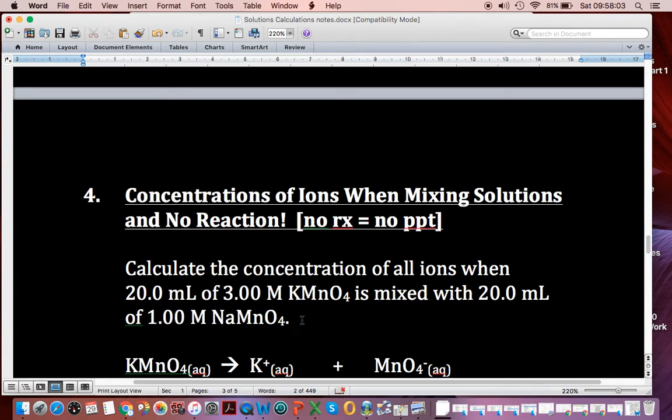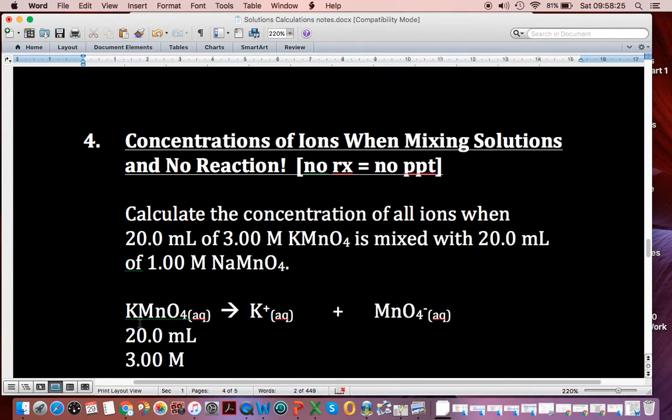And then we have to account for the fact this is like a dilution. Because we have 20 mils and 20 mils, our total volume is going to be 40 mils. So just by mixing solutions, we dilute the ions. The other curveball is we are going to have a common ion, MnO4 minus. So let's show you what it looks like.